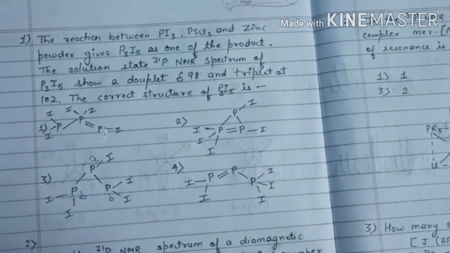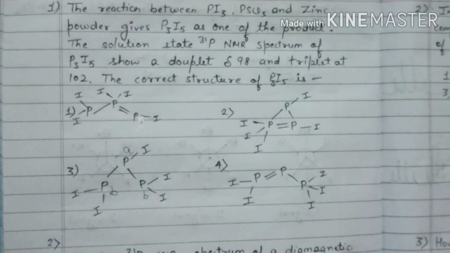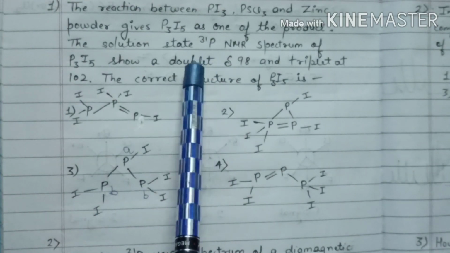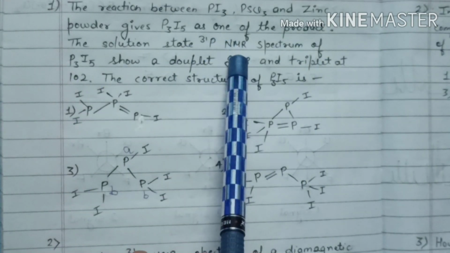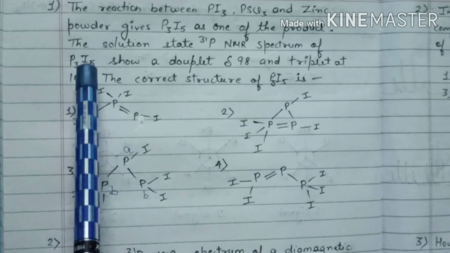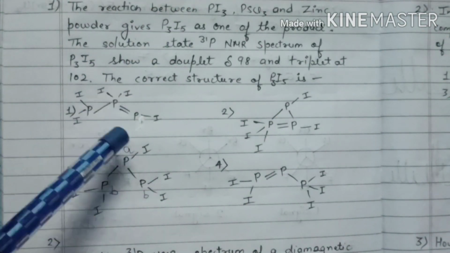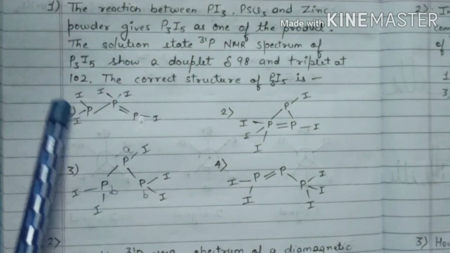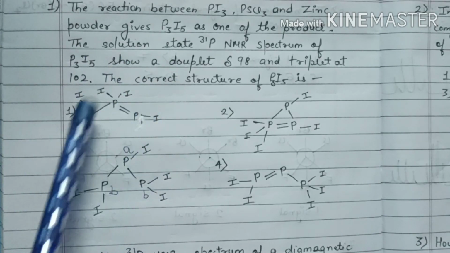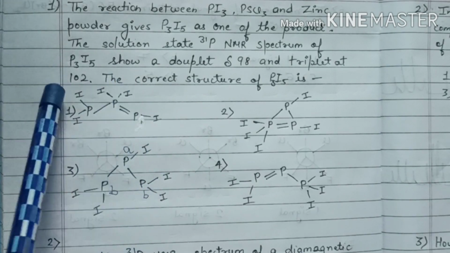Observe these all four structures. Which one is the correct option? See what we have given in this question. It is given that two signals we obtained, one at 98 and one at 102. So observe all four options. In which one will we get two signals? This structure: we get three signals due to these three phosphorus atoms all having different structural environments.